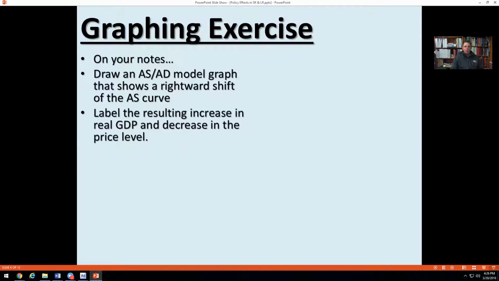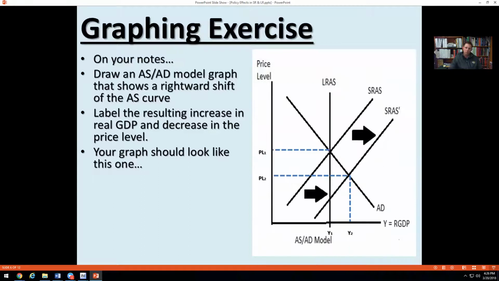Once that's done, label the resulting increase in real GDP, as you can imagine, and the decrease in the price level. Your graph should look like this one. Okay, so we see a decline in the price level, an increase in real GDP, and we are now in overdrive, an inflated economy because of aggregate supply.